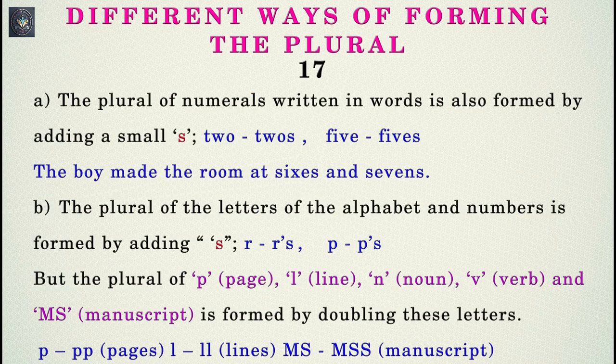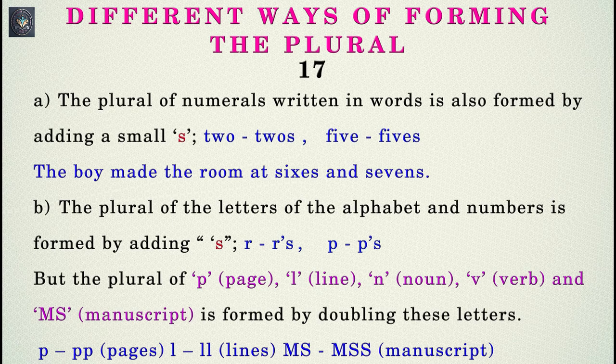Remember, first, the plural of numerals written in words is also formed by adding a small s. Example, 2, 2s, 5, 5s. The boy made the room at sixes and sevens. Here, sixes and sevens are used in plural.